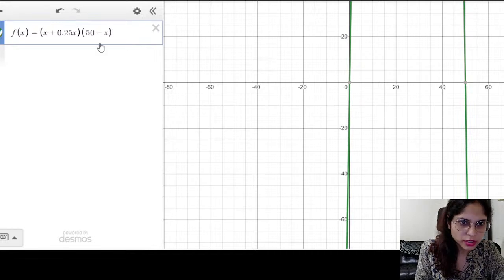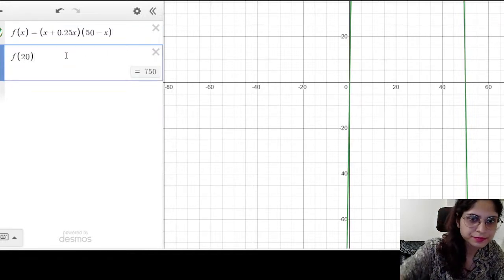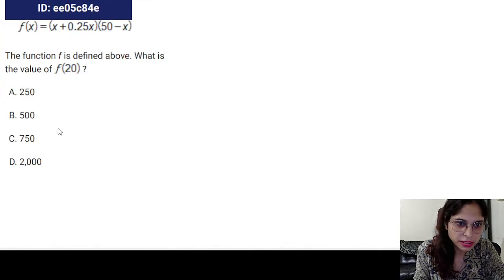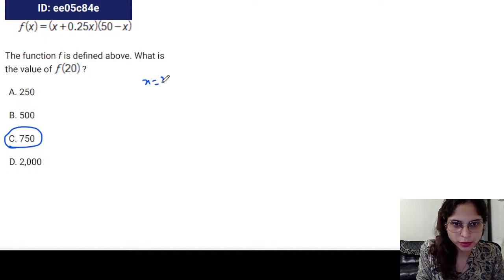So you type the equation, and then they are asking what is the value of f of 20. You just write f of 20. You will get 750. So your answer is going to be 750. So that's method 1. Otherwise, you can also put x is equal to 20.